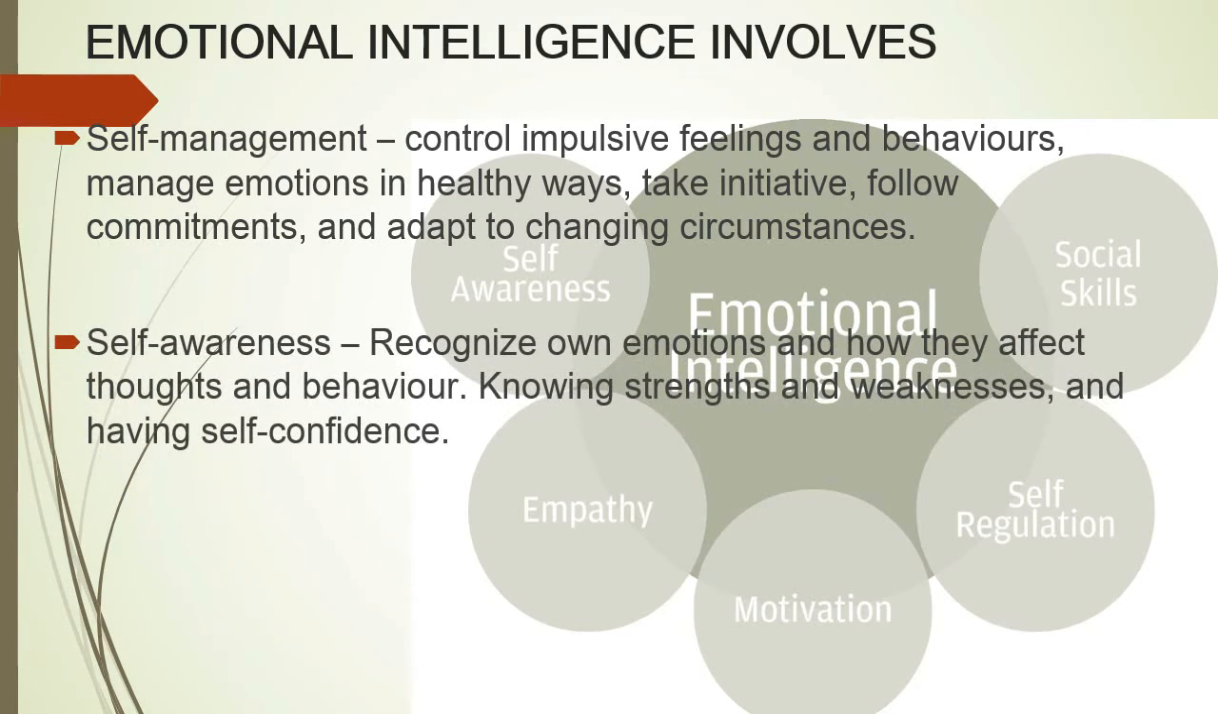The second aspect that is involved in emotional intelligence is self-awareness. Self-awareness helps us to recognize our emotions, how we are acting in different circumstances, and how those thoughts and actions are affecting others, and also we will be able to know about our strengths and weaknesses. We'll be able to have self-confidence in ourselves based on what we know and what we don't know.